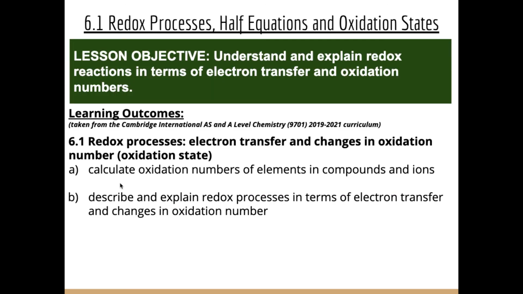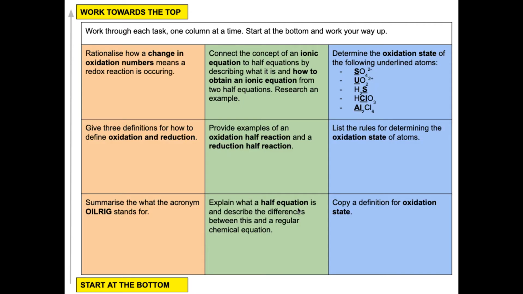What have we done? We have calculated oxidation numbers of elements in compounds and ions, described and explained redox processes in terms of electron transfer and changes in oxidation number. The tasks, if you would like to consolidate your understanding of what we've looked at in this video, pause now, work through the columns one at a time, starting from the bottom and working your way up.